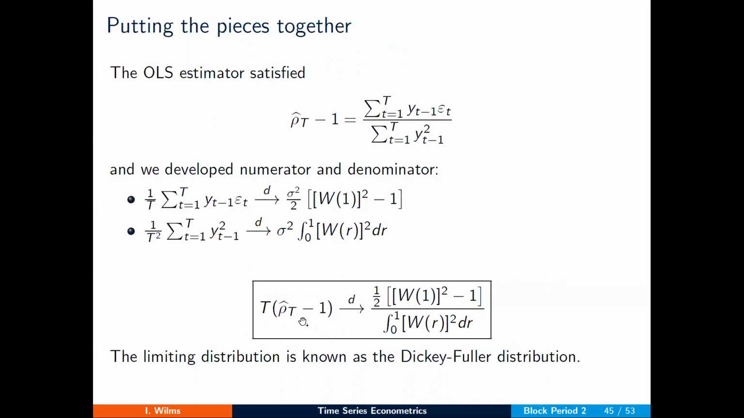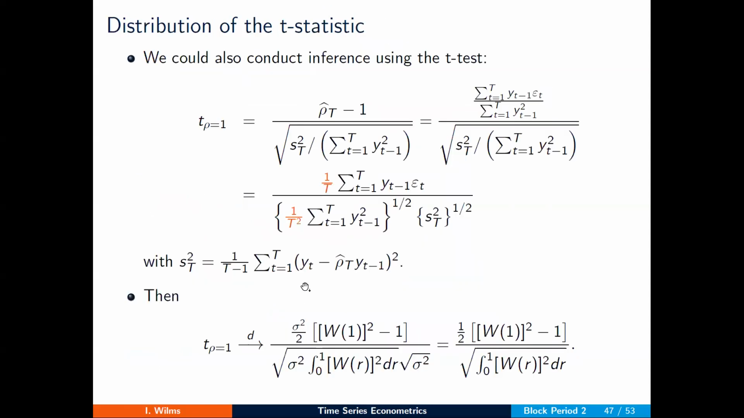Now, while t times rho hat minus 1 acts as a test statistic on its own for the unit root test, you can, of course, also still compute your regular t statistic that you know from the regression courses. As usual, this regular t statistic is nothing more than our estimator minus the value under the null, which is 1, divided by the usual OLS standard error of our estimated coefficient.